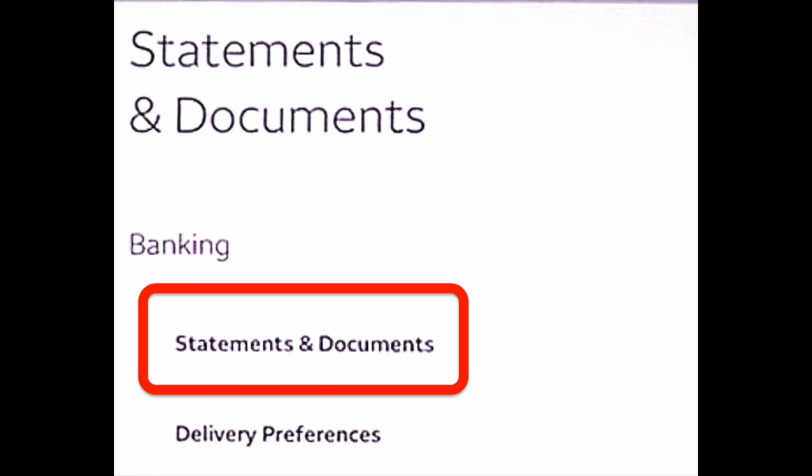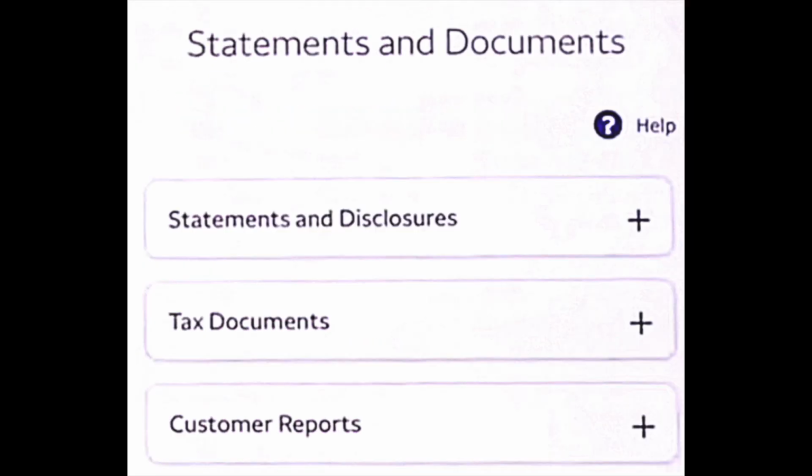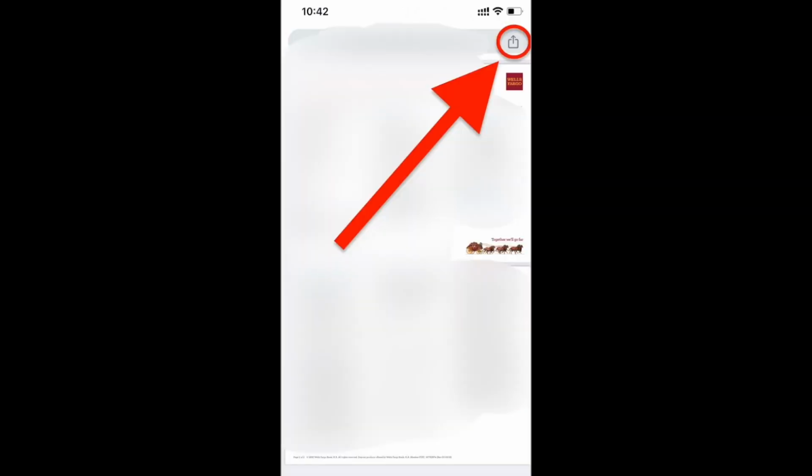And on the next page, we'll see three options: statements and disclosures, tax documents, and customer reports. And we just need to choose statements and disclosures, and finally upload the PDF file of your bank statement. And over here we'll see the option to share. Click on this icon, and send your PDF file to your email, and then print out your bank statement.